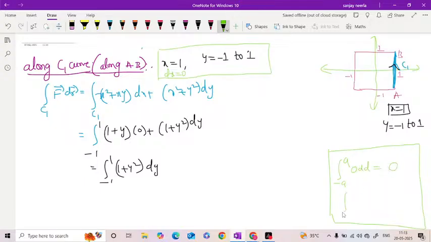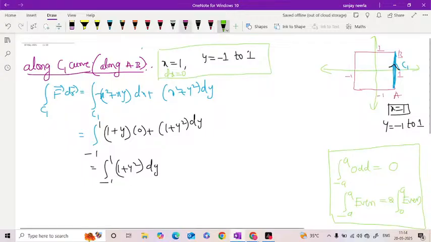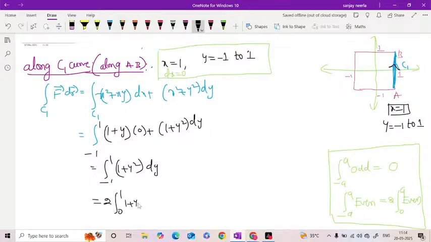Entirely 0. If it is an even function from minus a to plus a, the result is 2 times the integral from 0 to a of that even function. Now 1 plus y square is an even function. Now we will write 2 times the integral from 0 to 1 of 1 plus y square into dy. After normal integration, 2 times of y plus y cube by 3, limits 0 to 1.